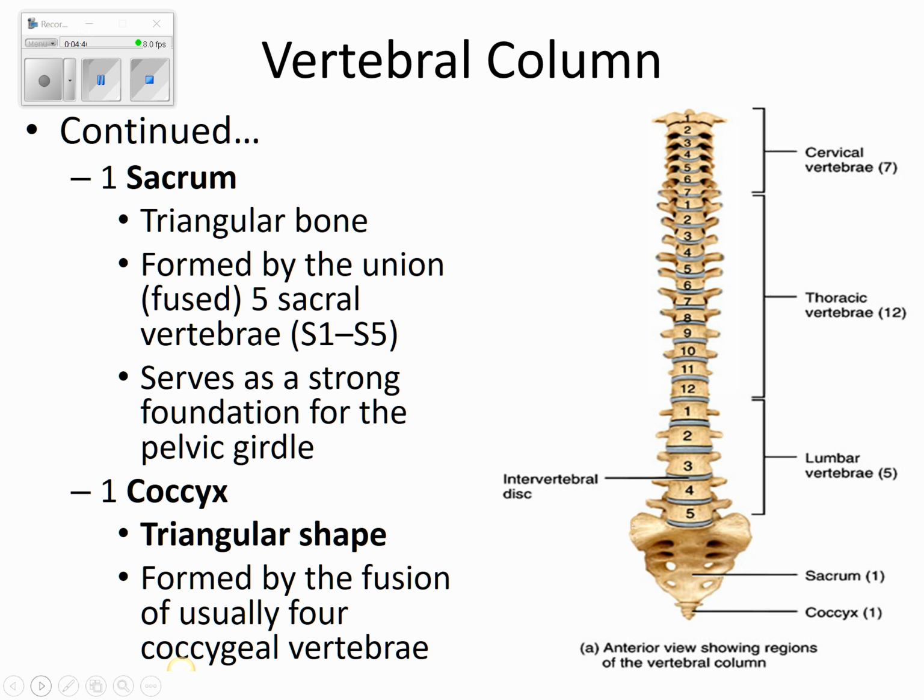Next, you have the sacrum. It is a triangular bone. It is formed by the union or fusion of 5 sacral vertebrae, and they used to be called S1 through S5. Now it's fused together and it is one sacrum. So it serves as a strong foundation for the pelvic girdle. You have one coccyx. It is also triangular in shape. It is formed by the fusion of usually four coccygeal vertebrae, and the coccyx is also known as your tailbone.